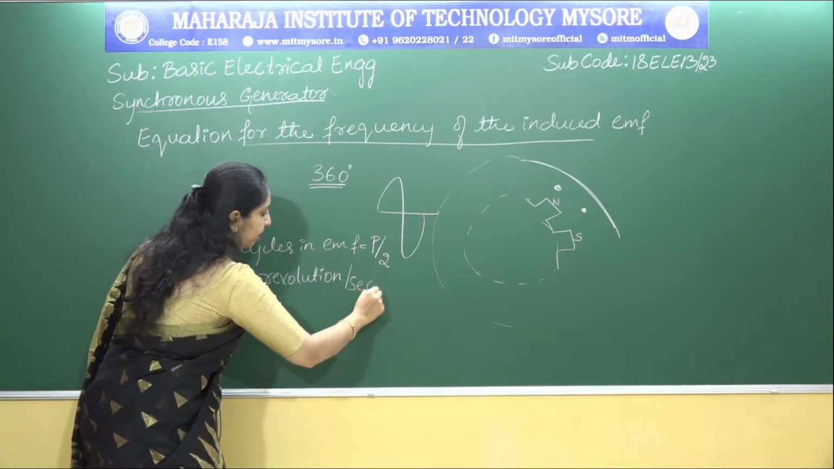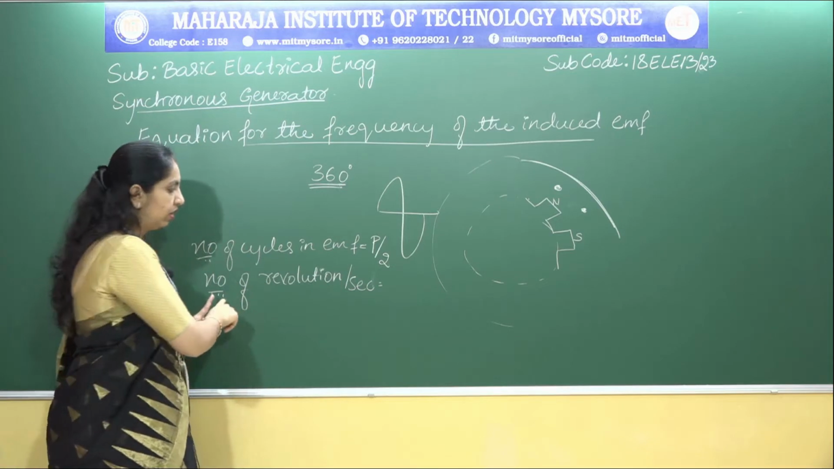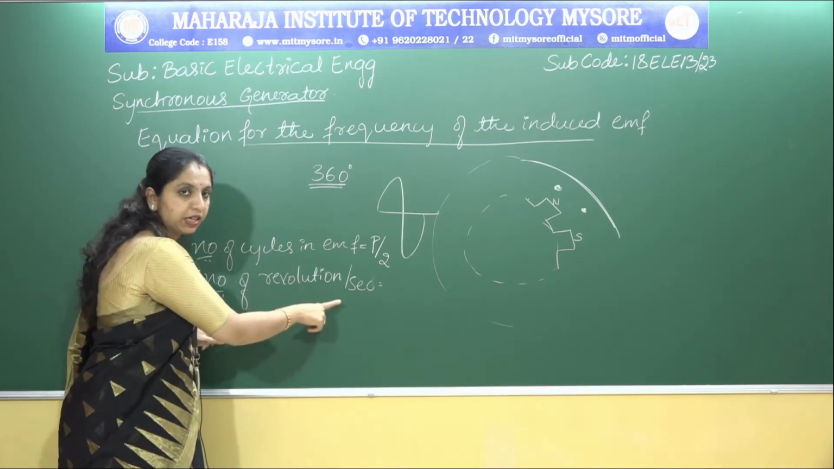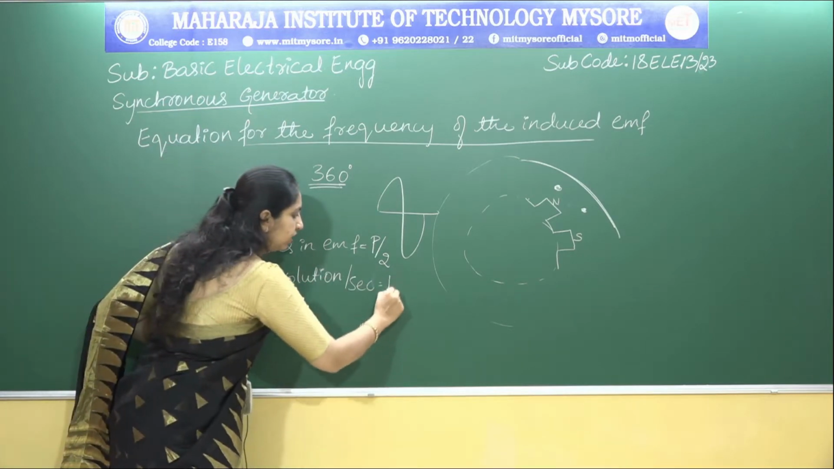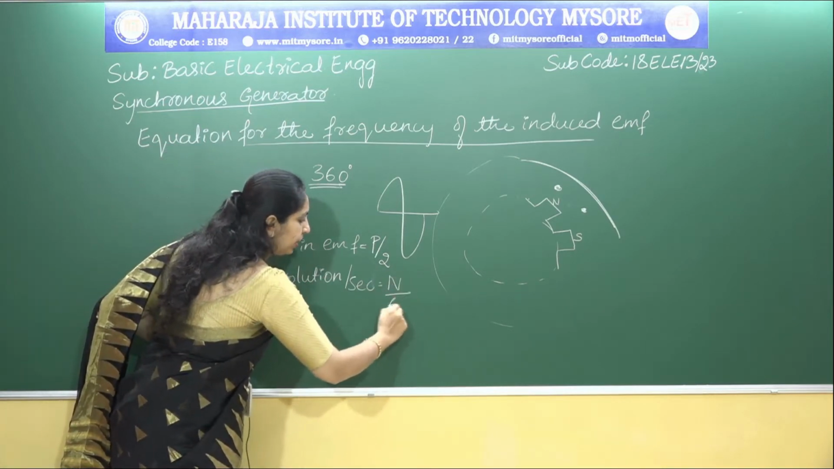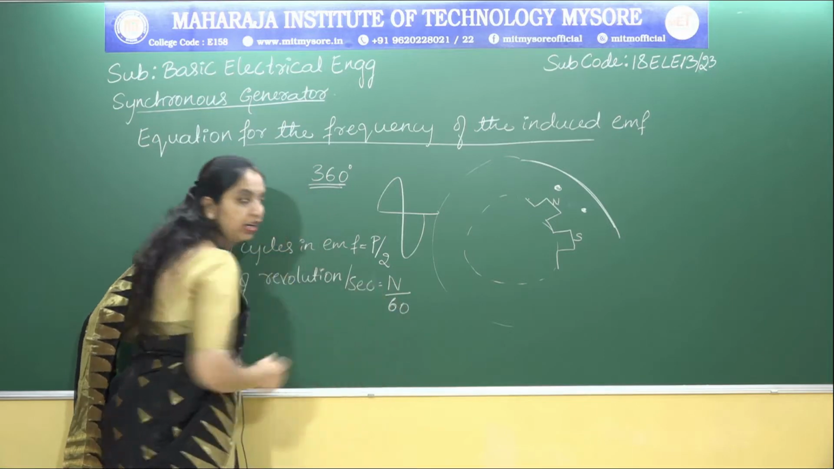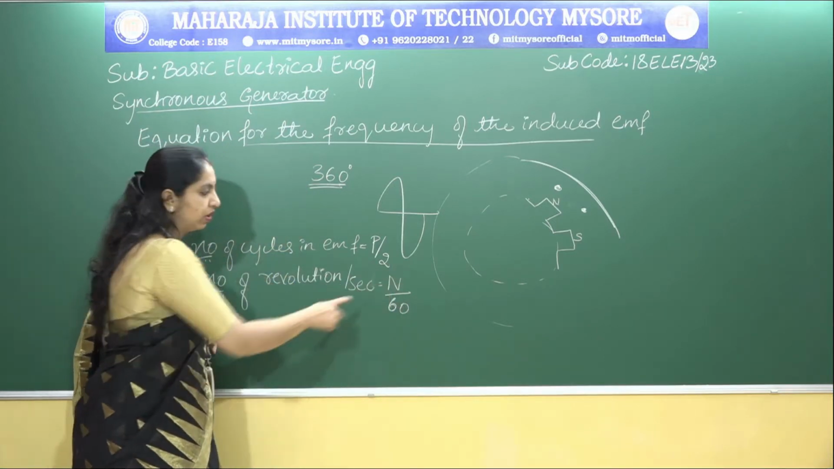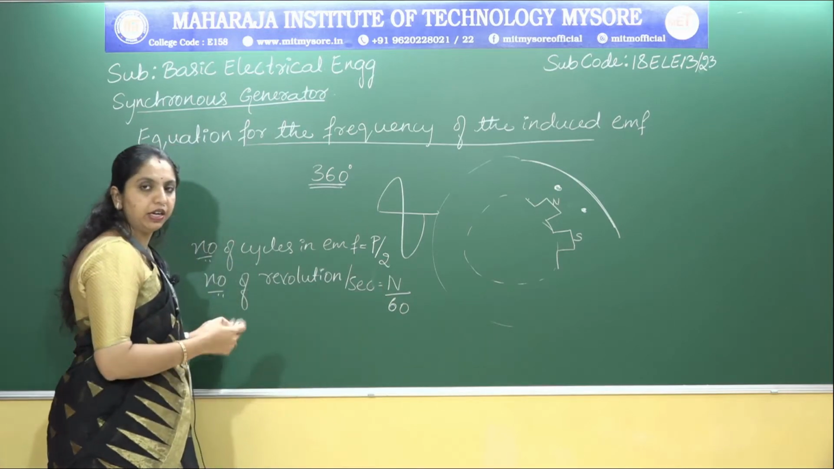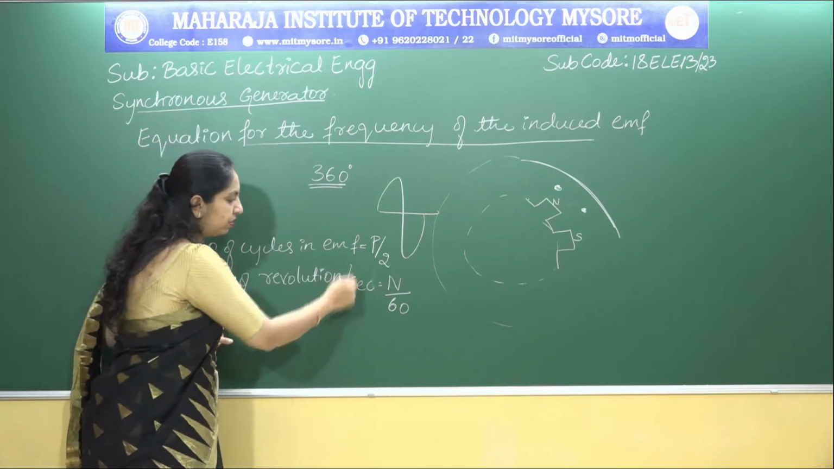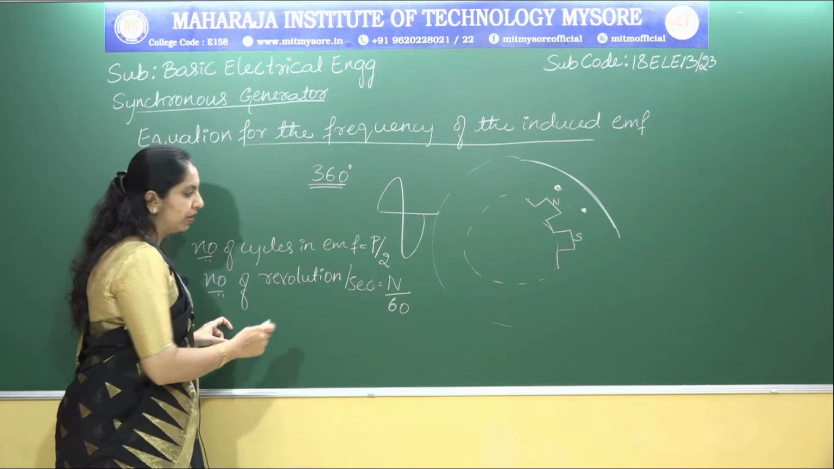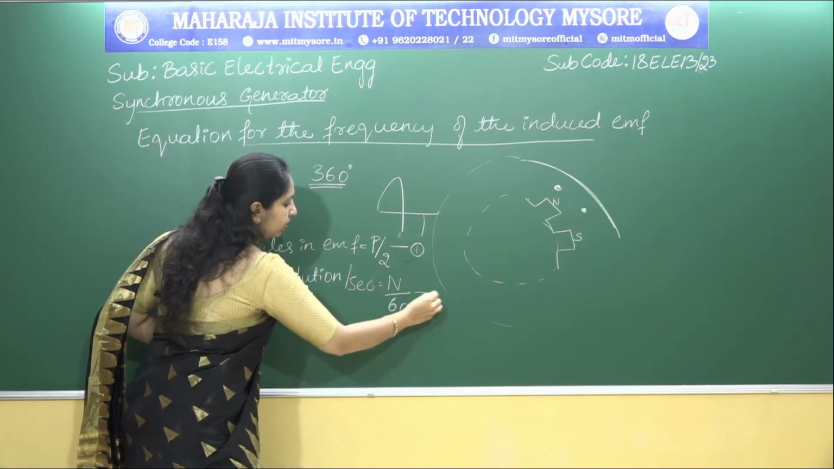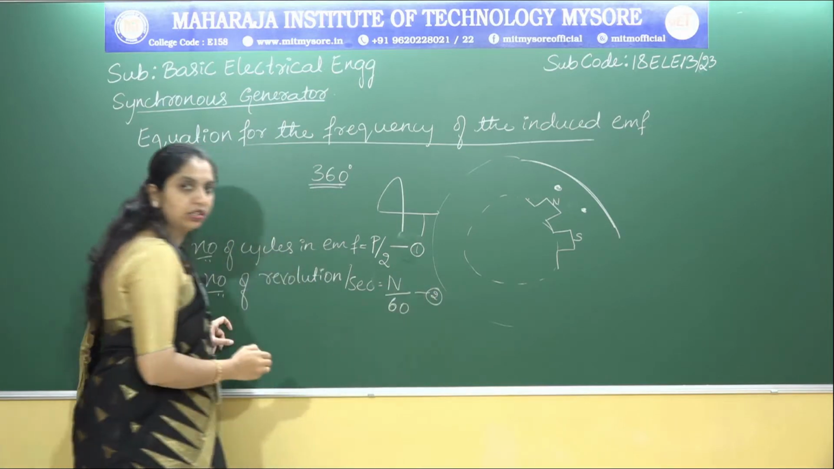Similarly, we have another equation: the number of revolutions per second. Here N indicates the number of revolutions, or the speed in RPM, and per second it is N divided by 60. Let us call this equation 1 and the other equation 2.